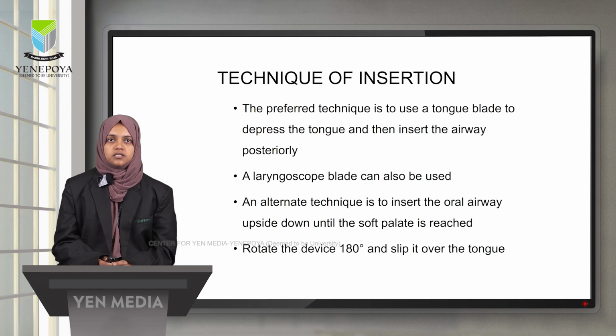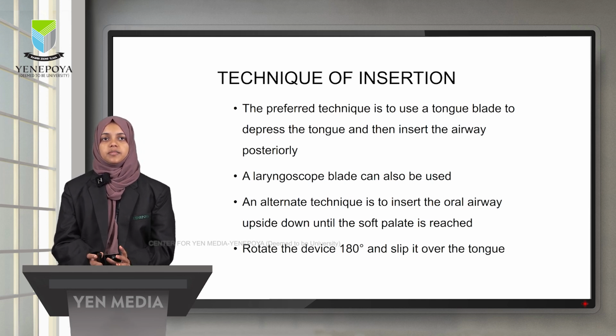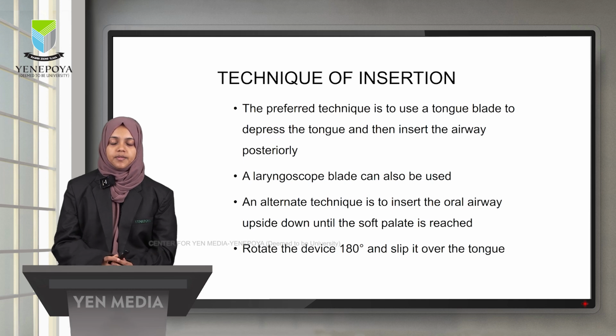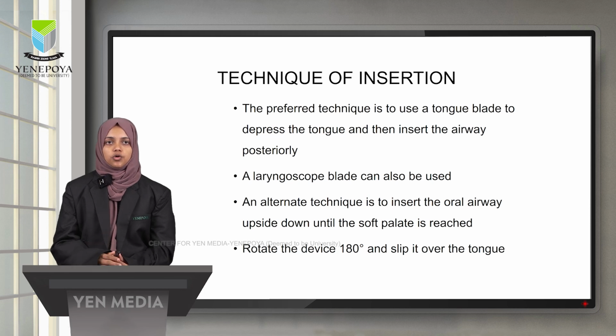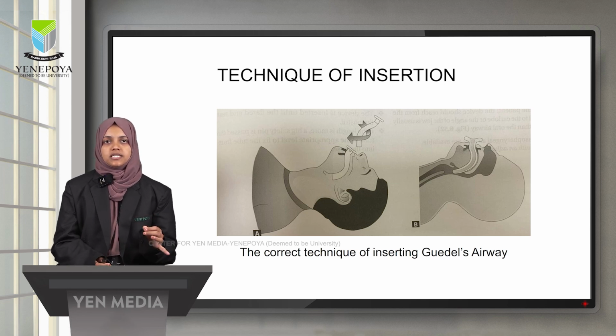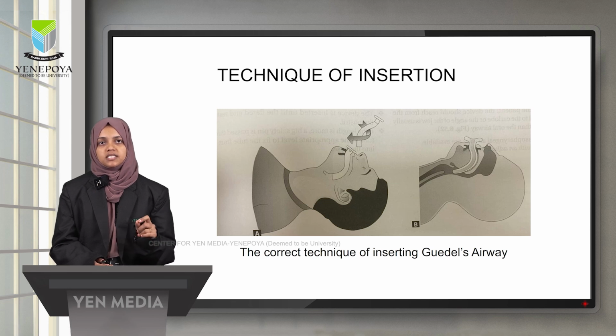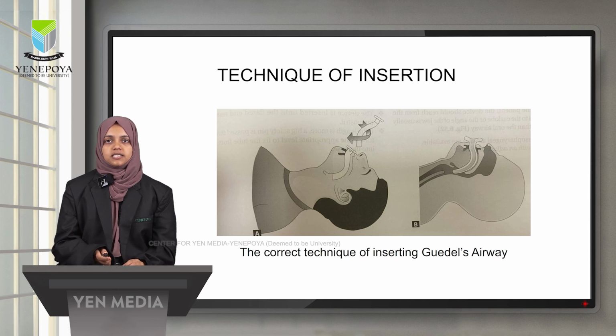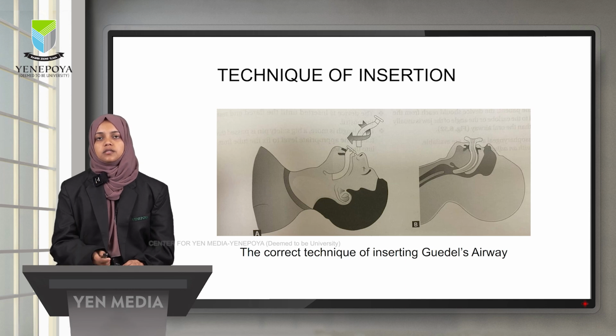Now the technique of insertion. The preferred technique is to use a tongue blade to depress the tongue and insert the oral airway posteriorly. Instead of a tongue depressor, you can also use a laryngoscope. An alternate technique is to insert the oral airway upside down until the soft palate is reached. As you can see in the picture, while inserting, it is inserted upside down. Once it reaches the soft palate, it is rotated 180 degrees and then inserted as such. After inserting, it should look like the second picture.